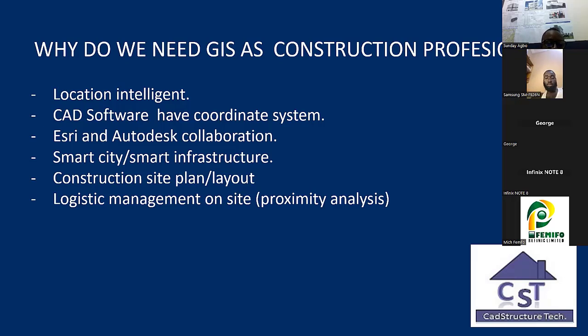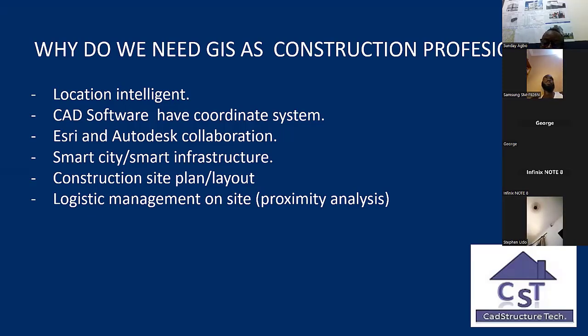Another reason why we need to use GIS is that CAD software has a coordinate system. If you use AutoCAD or any of those CAD software, you discover that it is designed with a coordinate reference system in mind. What I mean by that is that the whole world is included in that workspace. For example, in your AutoCAD workspace, you can do many drawings in one workspace, because the workspace you are seeing is the whole world. So if somebody sends you any coordinate anywhere in the world and you load it on your AutoCAD, it will fall at the exact position.